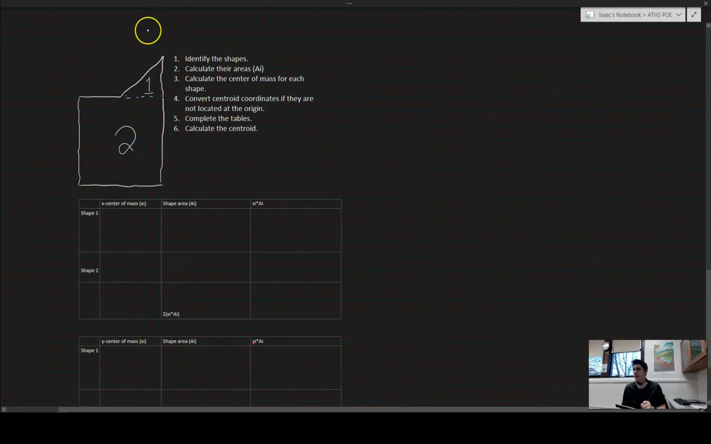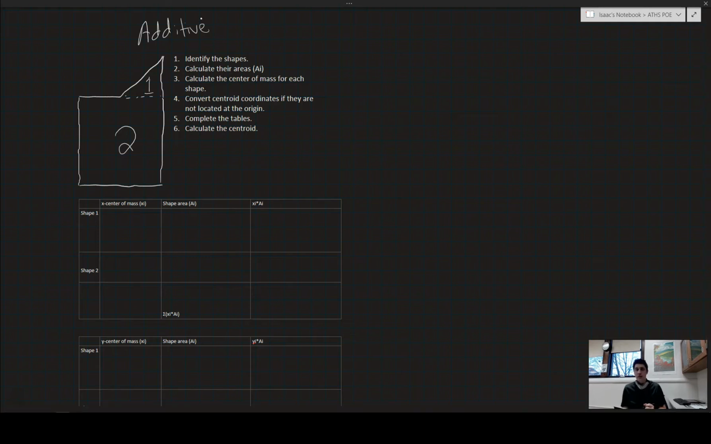It's worth mentioning that what I'm using here is the additive method, where we are using two shapes and adding their areas together. We talked about the subtractive method the other day in class, so if you weren't here, make sure you go back and look at the recording from Monday. Okay, so we've identified the shapes.